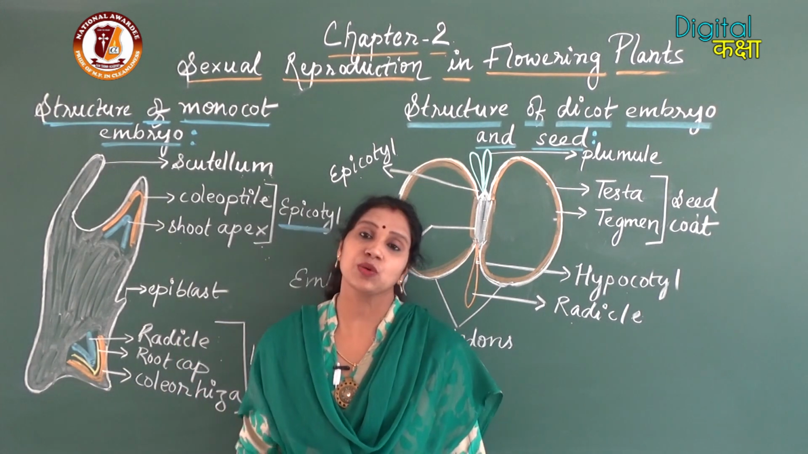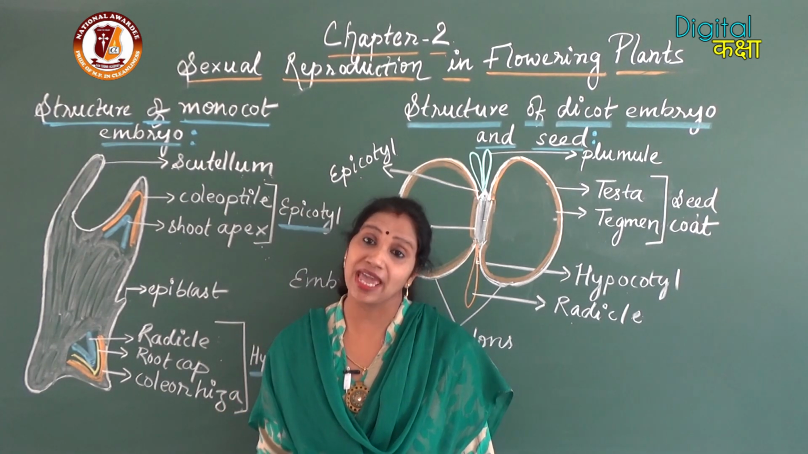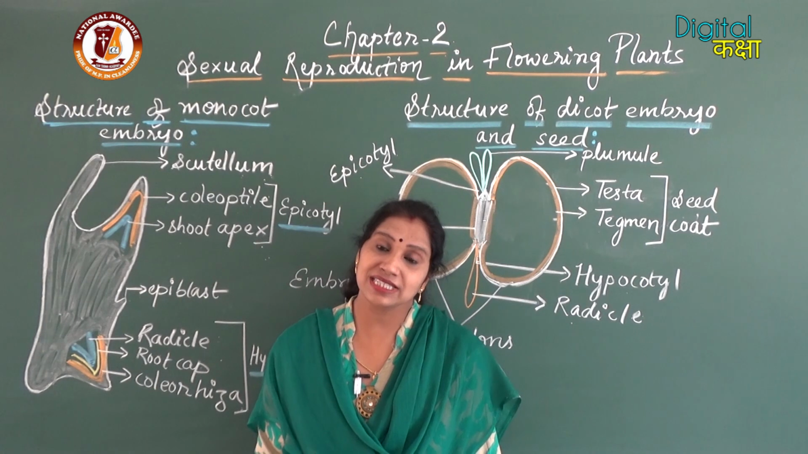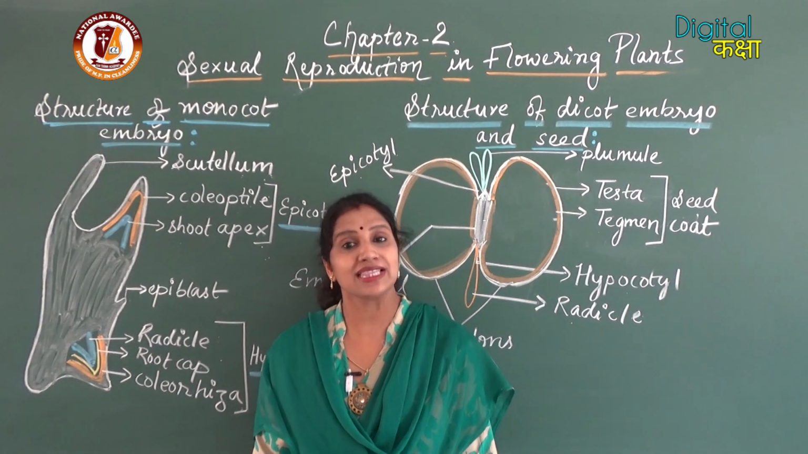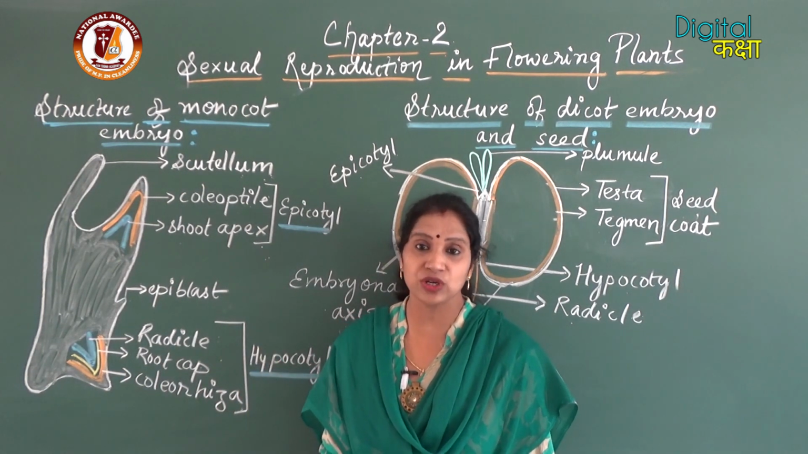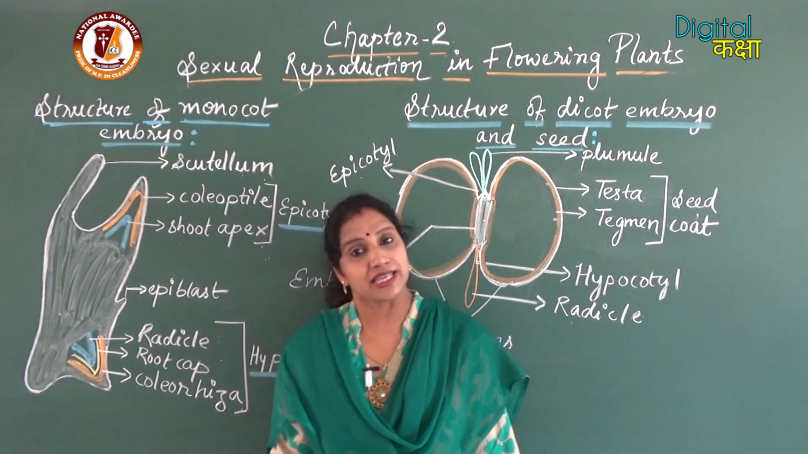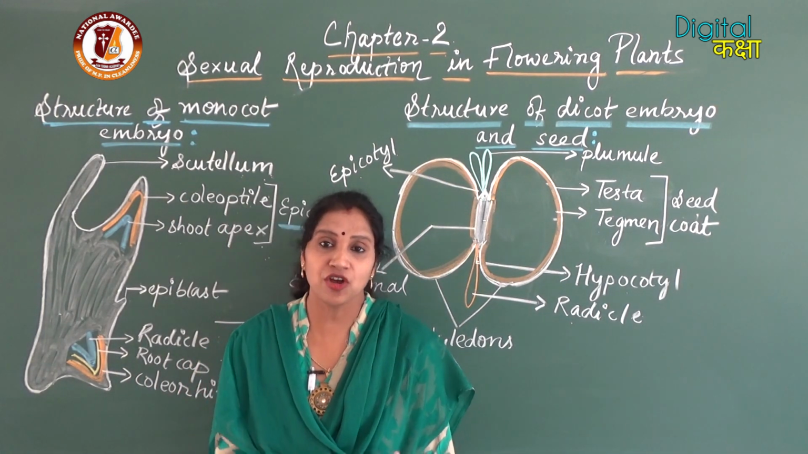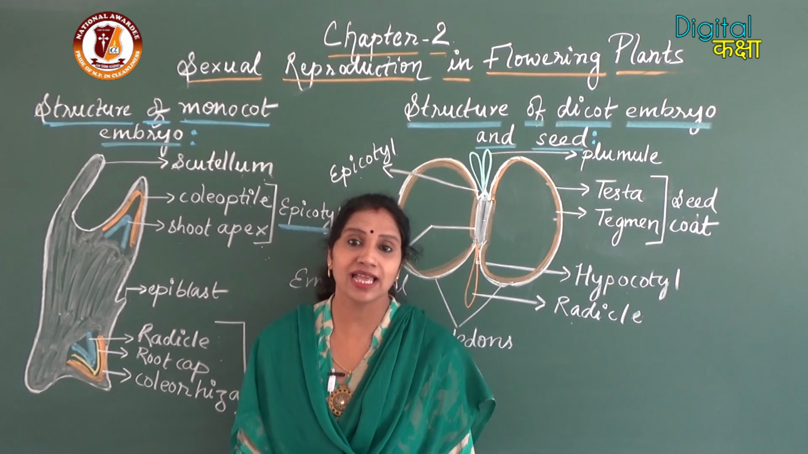So in this class we have studied the formation of the endosperm and the formation of the embryo, that means the different stages in the formation of the embryo: the two-celled stage, then the globular embryo stage, after that the heart-shaped embryo, and then the mature embryo. Then we have studied the structure of the monocot embryo and how the dicot embryo differs from the monocot embryo. Then we have studied the structure of the dicot seed, different parts of the dicot seed, and when the seed germinates, how it will get the water and oxygen.